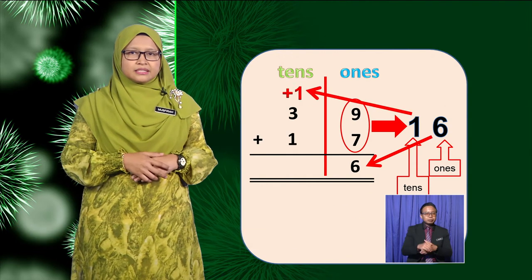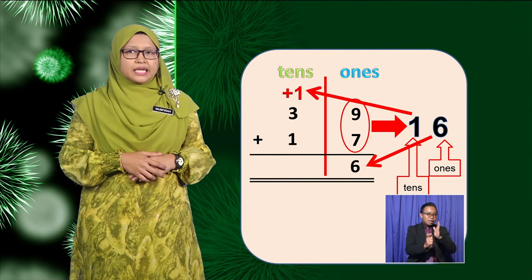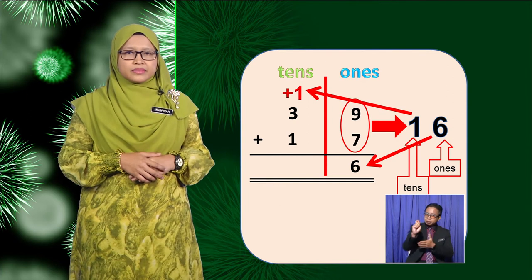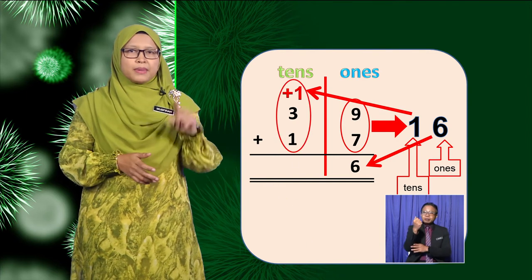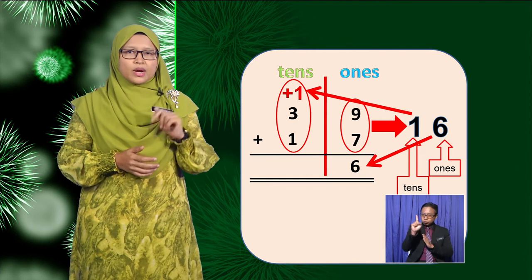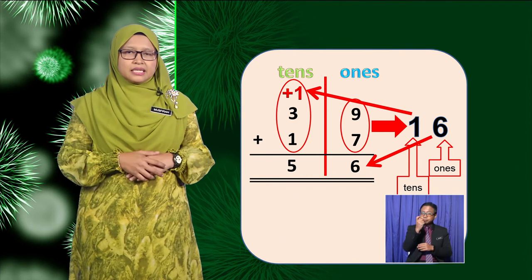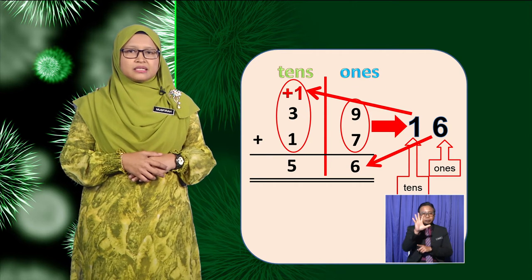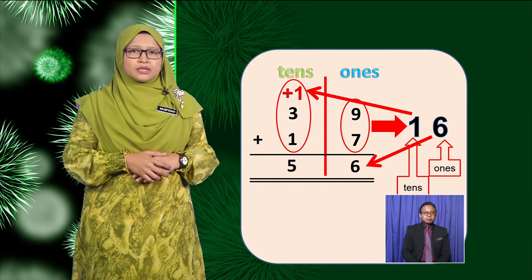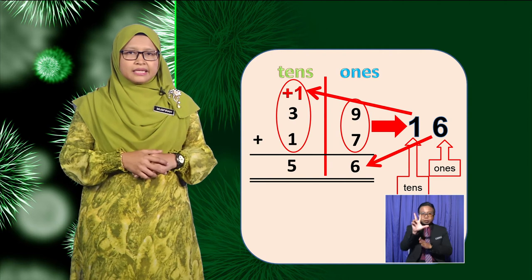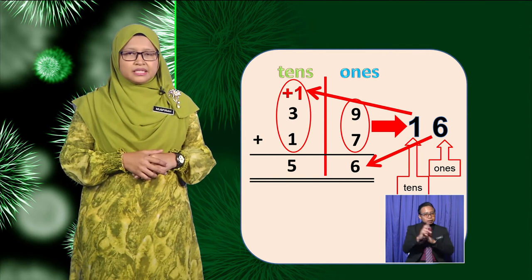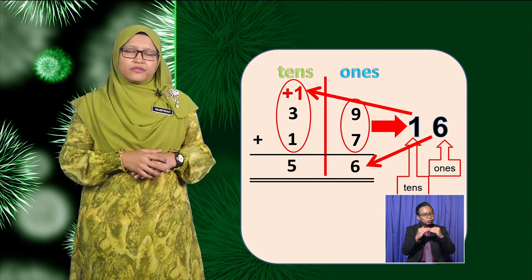After that, add the number in the column tens. 3 plus 1 plus 1 equals 5. The answer is 56. So, 39 plus 17 equals 56.